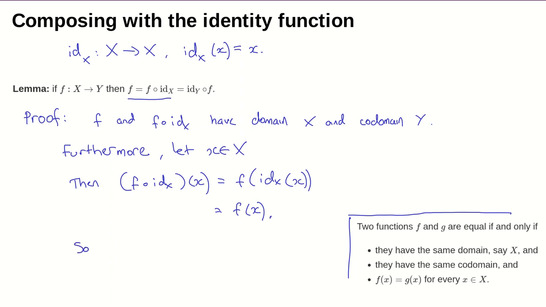let's just end the sentence there. So f and f composed with the identity meet the three parts of the definition of equality of functions, and so they are equal. And we're done. There's my little square to indicate that this proof is finished. Now, if you want to check the other equality, you can do that, or you can look in the type notes.